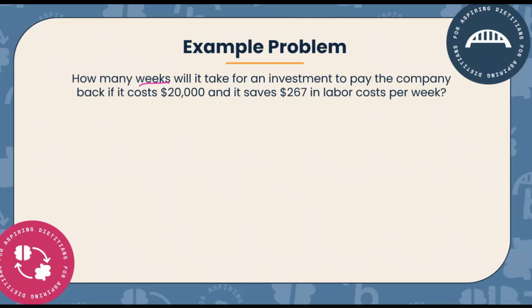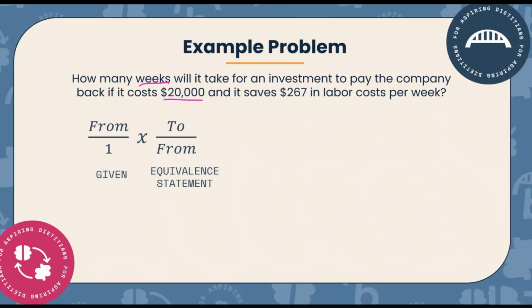pay the company back? So we're converting from dollars, $20,000, into weeks, and we actually have our equivalent statement hidden in the problem. Can you find it? Remember, try to pause this video and solve it on your own. Since it's a dimensional analysis problem, we're trying to convert from the given to what we're solving for using our equivalent statement. Well, the equivalent statement is right here.